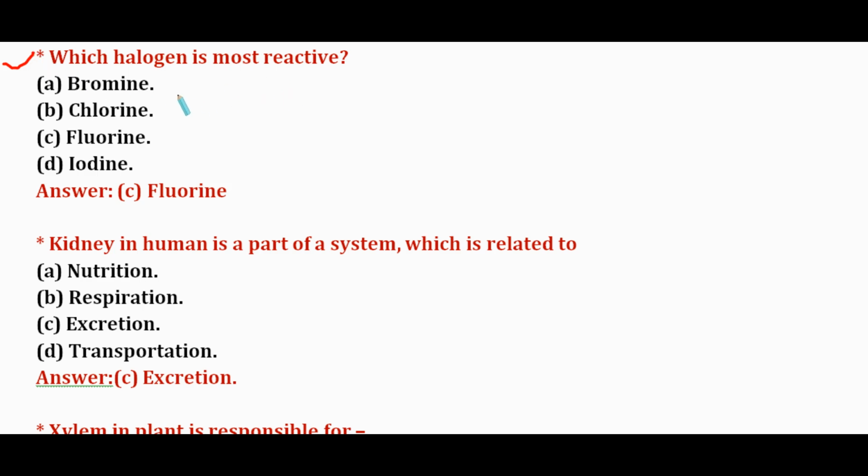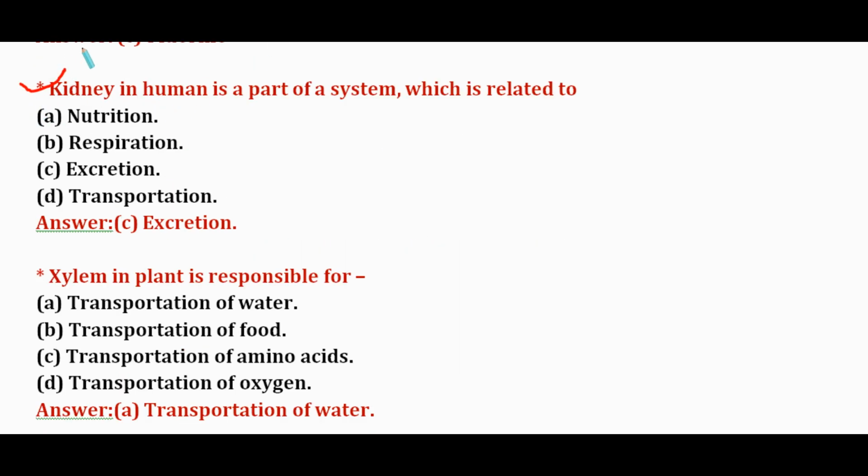Which halogen is most reactive? Bromine, chlorine, fluorine, iodine. The correct answer is fluorine. Next question. Kidney in human is a part of the system which is related to nutrition, respiration, excretion, transportation. The correct answer is excretion.